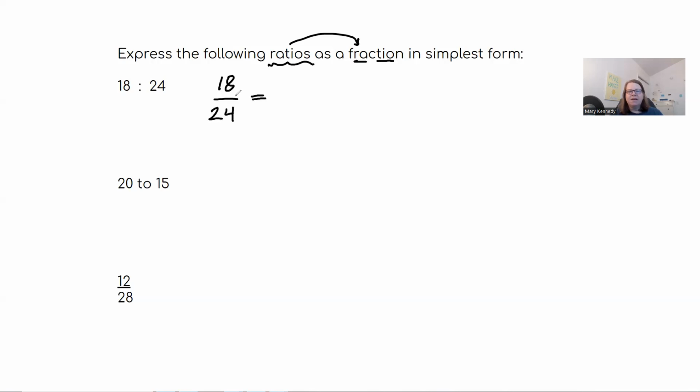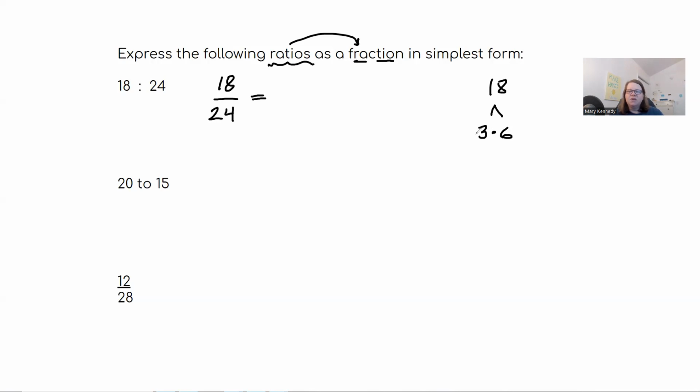I want to think about the factors of 18. Now, all that means is, what can I multiply to get 18? You might think, oh, 2 times 9, or you might think, oh, 3 times 6. It doesn't matter which one you write. We'll put 3 times 6. But if we did 2 times 9, it's okay. We'll get the same answer.